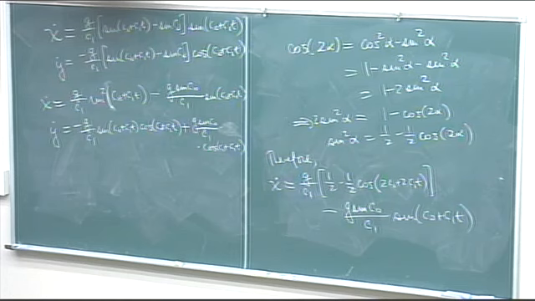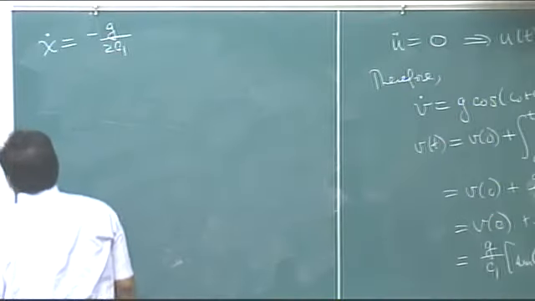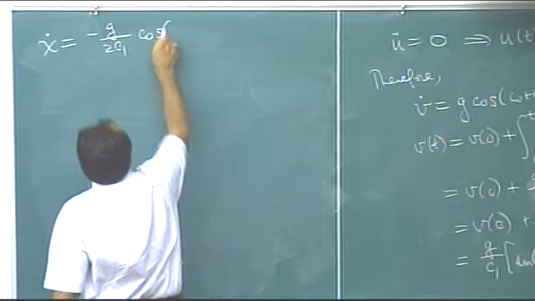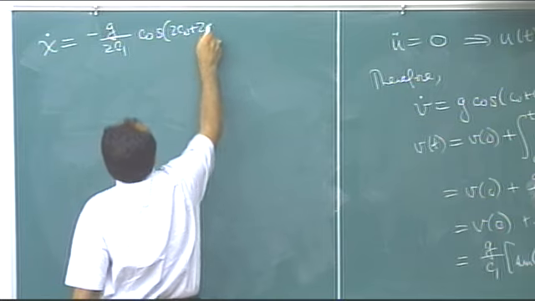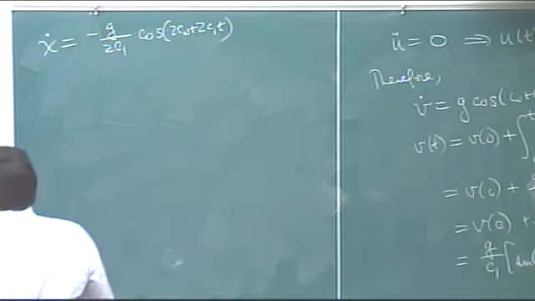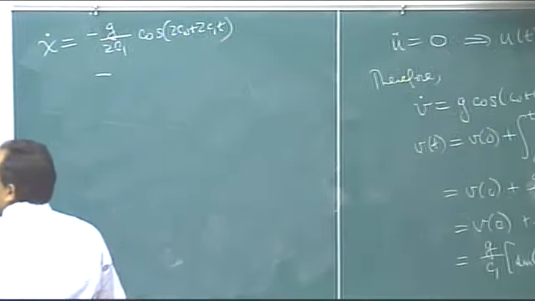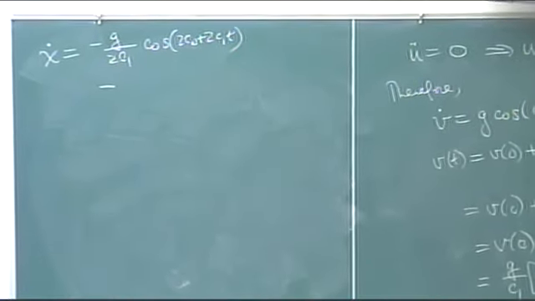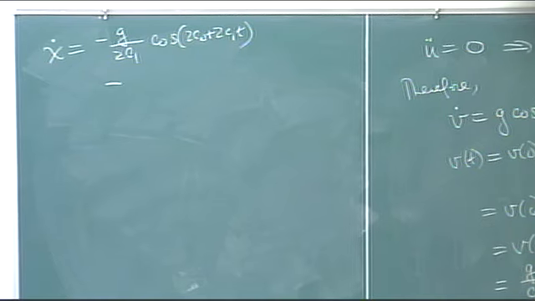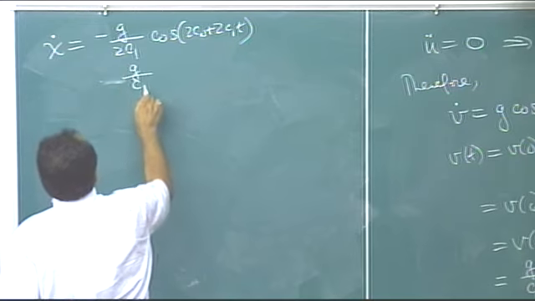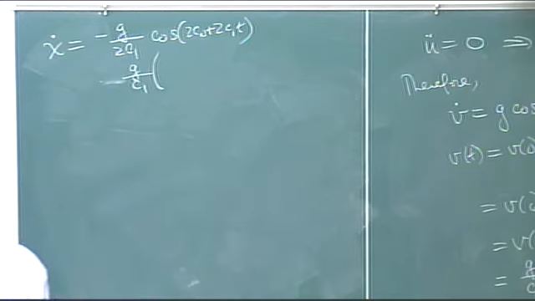If I take all the constant terms, and the term with the cosine and put it in front, what do I got? I've got minus g over 2c1, that's the first term there, times the cosine of 2c0 plus 2c1t. That takes care of the term with the cosine. And then I've got minus, now I've got to be careful here. I've got minus g sine c0 over c1, and then I've got g over c1. So the g over c1 is common to both of these.